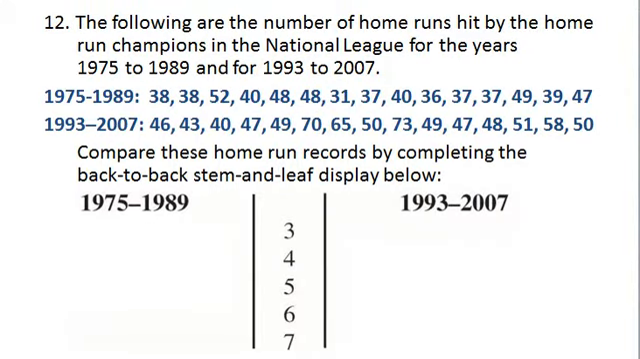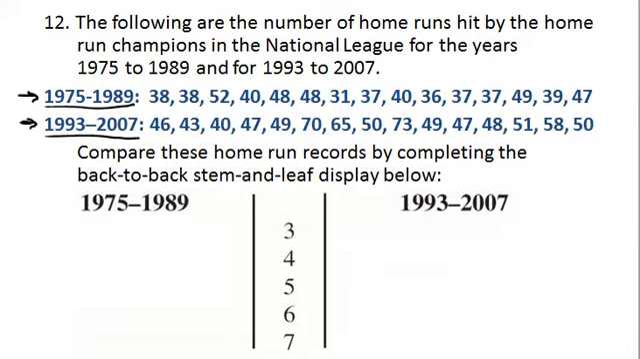The following are the number of home runs hit by the home run champions of the National League for the years 75 to 89 and for the years 93 to 2007. And the first row represents the first category, 75 to 89. The second row represents the second interval, 93 to 2007. And beside each of those is a listing of the number of home runs hit by the home run champs in the National League for those years.